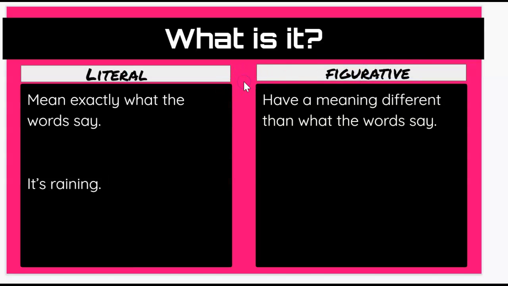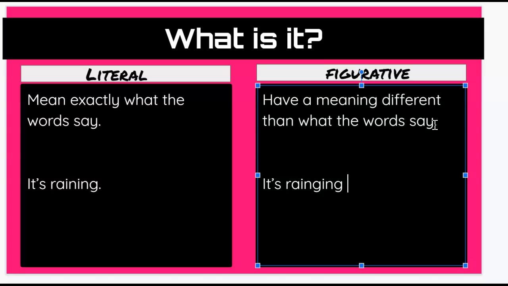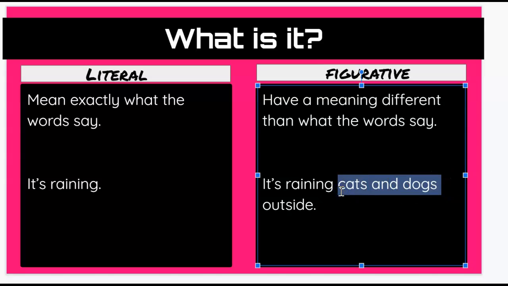The opposite of literal meaning is figurative meaning. That is the meaning that is different than what the words say. So for example, someone might say that it's raining cats and dogs outside. Does that mean that cats and dogs are falling from the sky outside? No, that is figurative meaning. So that means that it's actually just raining really hard outside. That is called figurative language.